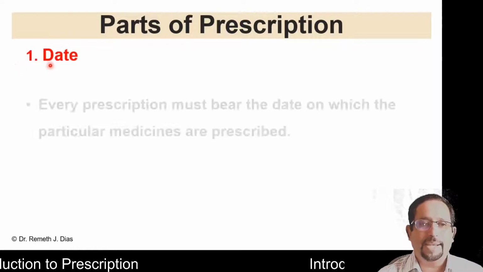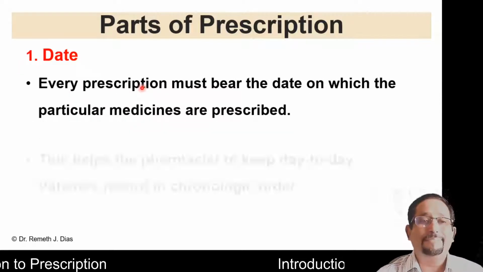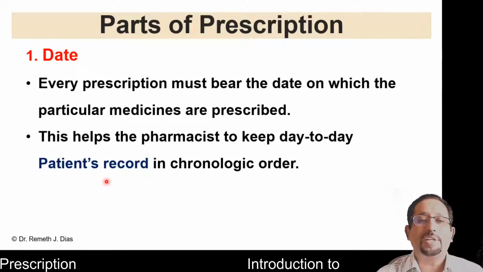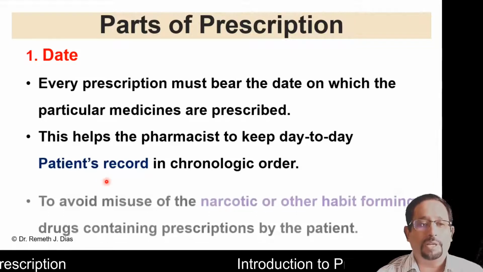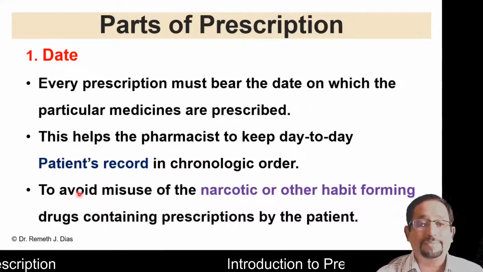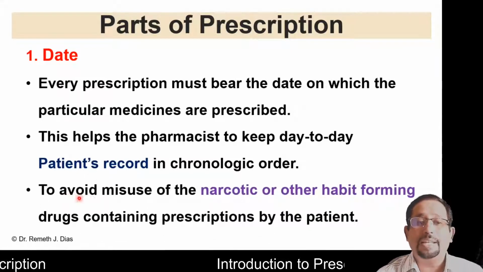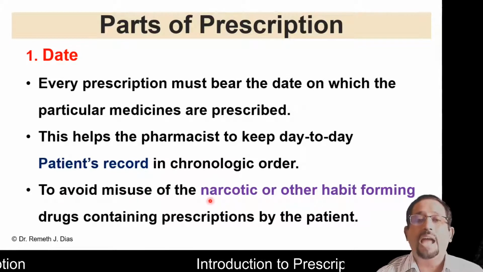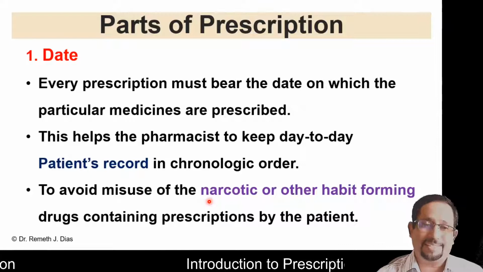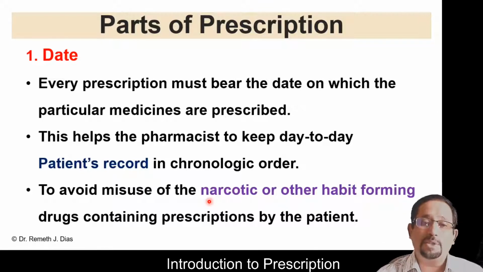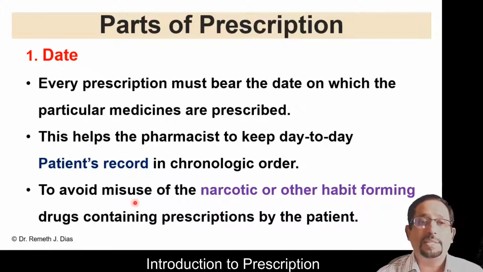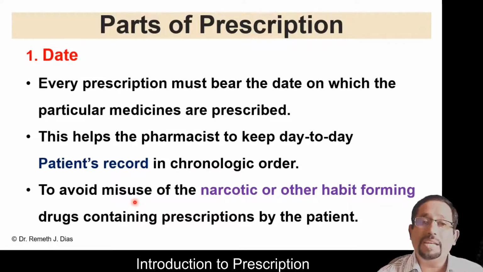First one is date. Date should be present on every prescription, because this helps the pharmacist to keep day-to-day patient's record in chronological order, and this will be helpful in avoiding misuse of narcotic or other habit-forming drugs. If the date is not mentioned, then the patient can reuse this prescription for many times.